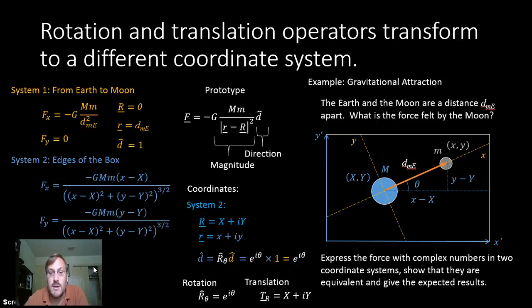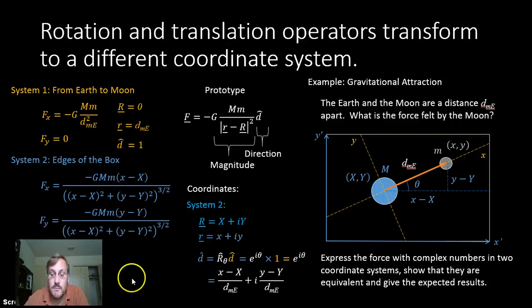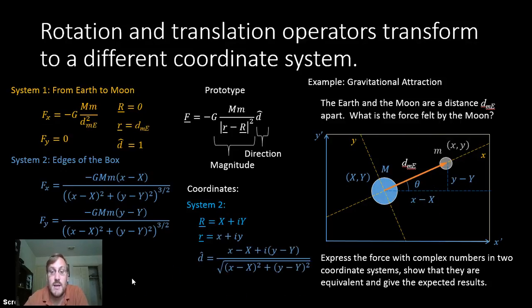We just rotate D, e to the i theta times 1 is e to the i theta. That's all we had to do for that. And then again, we pull out the trigonometry. e to the i theta is cosine theta plus i sine theta, and so cosine theta is adjacent over hypotenuse. Bam, bam, right? And now we've got D is a funny looking thing here, and we just plug those in, and bam, we have the exact same thing.